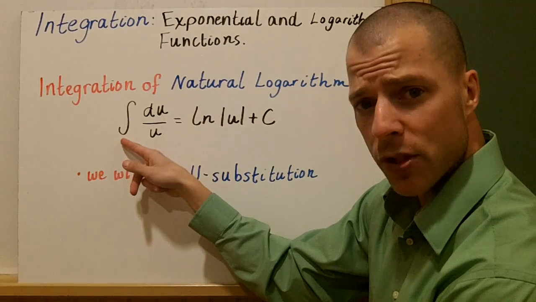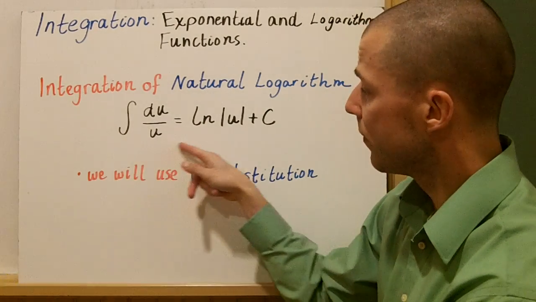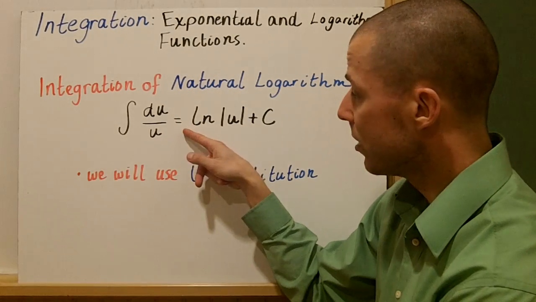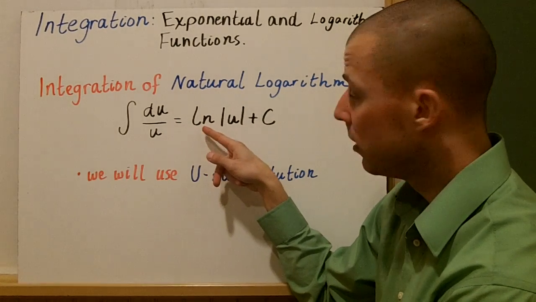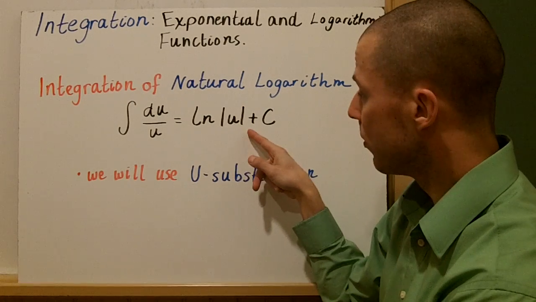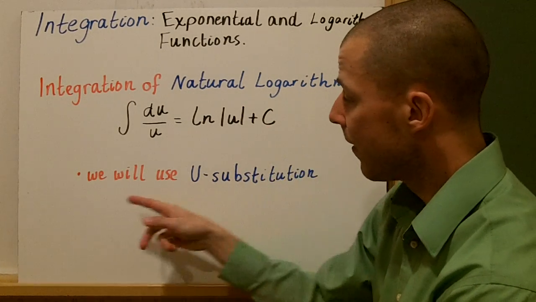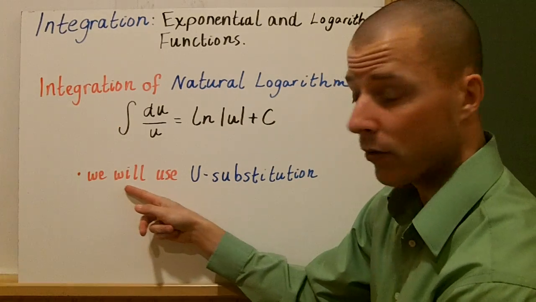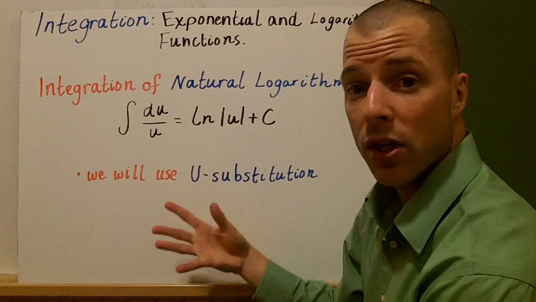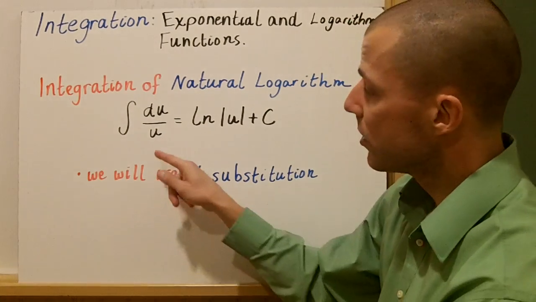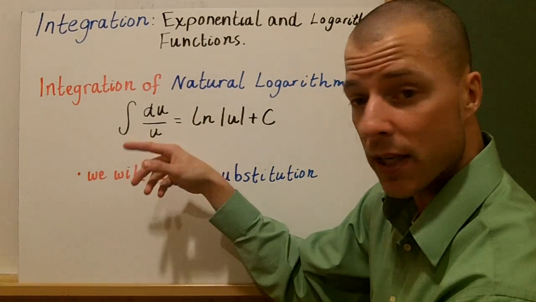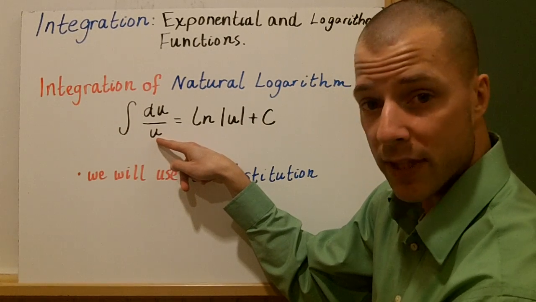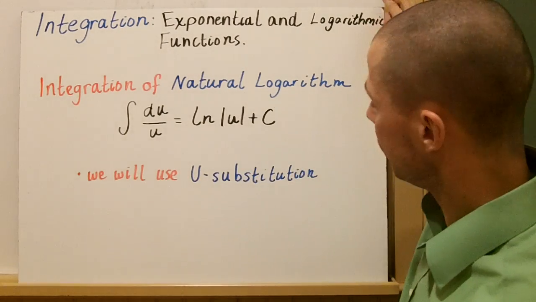To integrate a natural logarithm, we follow this rule: the integral of du over u is equal to the natural log of the absolute value of u plus c, where c is just a constant. In order to do this type of integration, we're going to continue using U-Substitution. This is really the key. We're going to look to simplify our problem and get it in the form of du over u if possible.